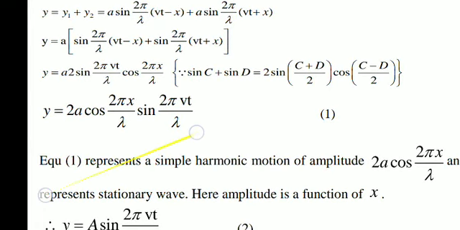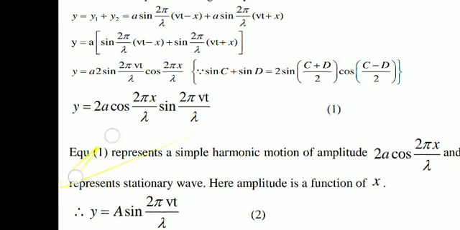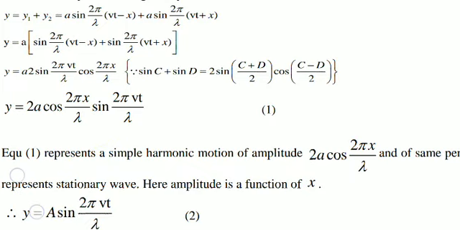Now you see the amplitude. Earlier, the amplitude of the first wave was only a, and the amplitude of the second wave was also a. But the resultant wave after the superposition is traveling with this particular amplitude, twice a cos of 2 pi x divided by lambda. So you can easily see, because there is a cosine term inside this expression.